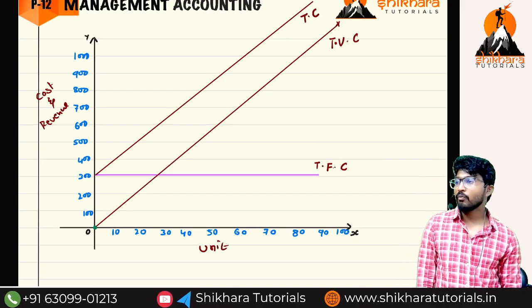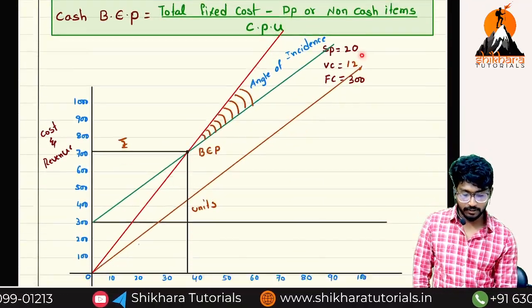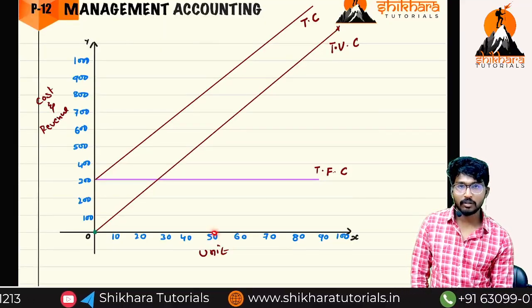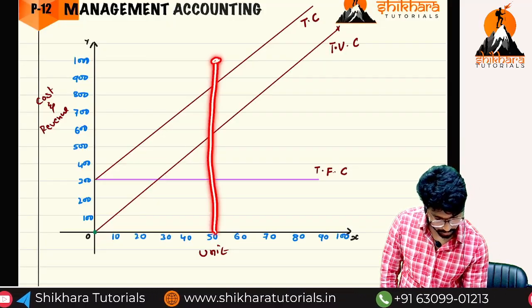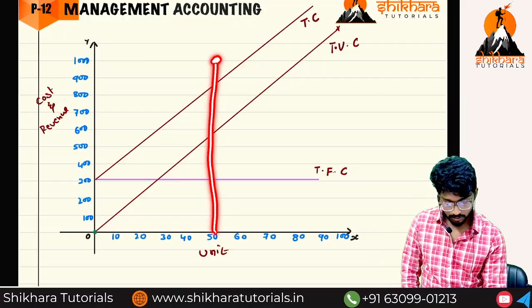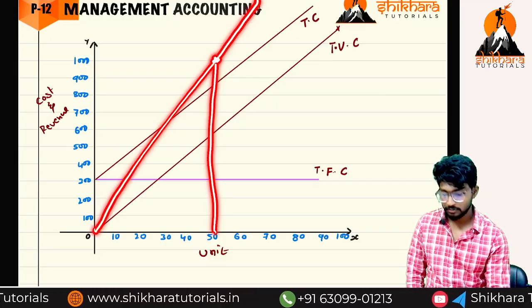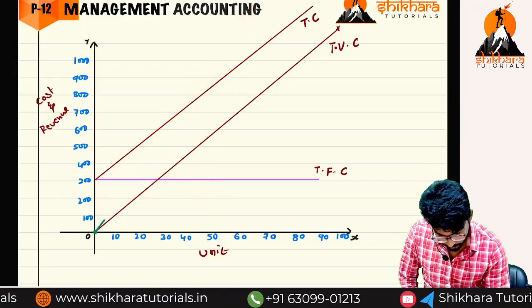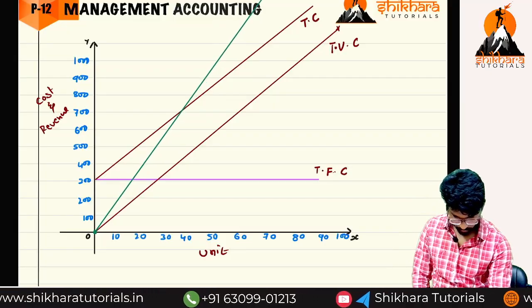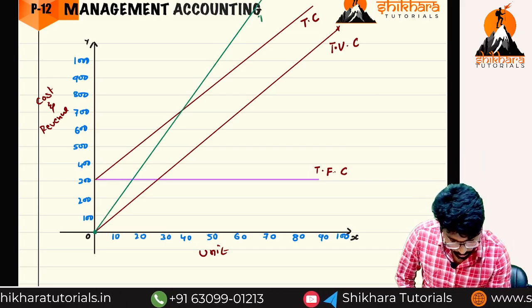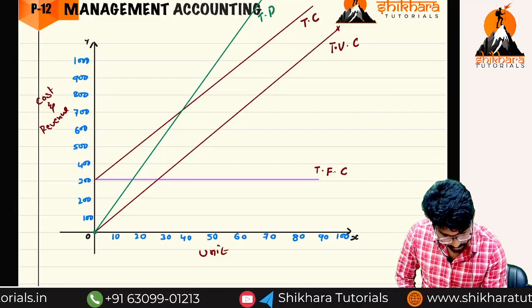Now what is the sales amount? How much is it? Per unit it is 20. That means for 50 units it will become 1000. Where is 1000? Here only, na? That means the total sales line must pass through origin to 1000. Now this is total sales or revenue, total revenue, TR.